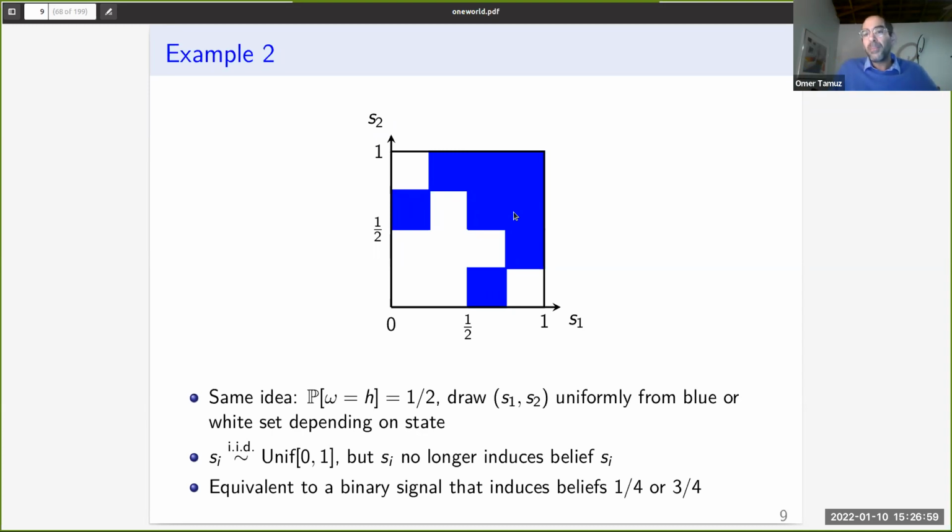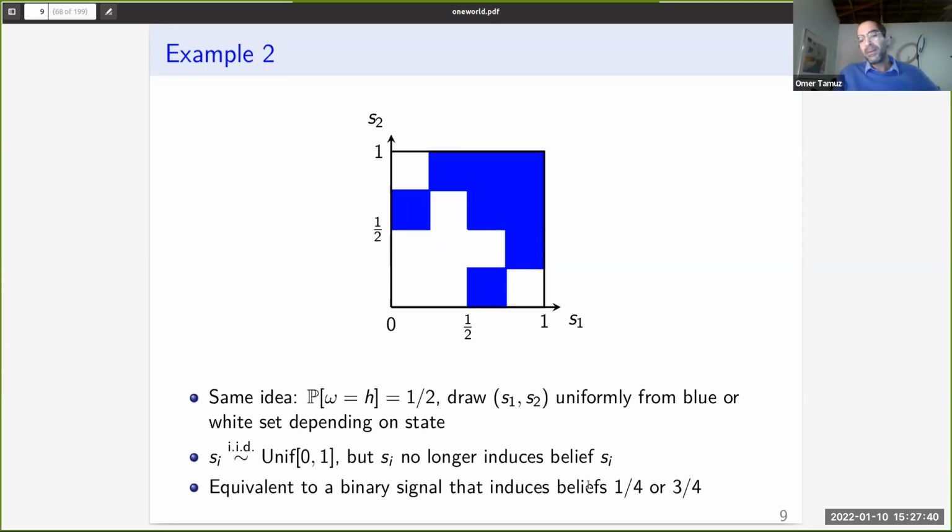What do I mean by equivalent? From the point of view of each player, sure, I get a signal that takes values on the interval 0, 1, but I really don't care about these values so much. For most applications, I would only care about what belief this induces for me. The rest is noise. And the belief is either 1/4 or 3/4. So after I get rid of all this noise, I really only care about whether the signal is below or above 1/2. And so this is really equivalent to a binary signal. Does this make sense? It's equivalent for each player to a binary signal.